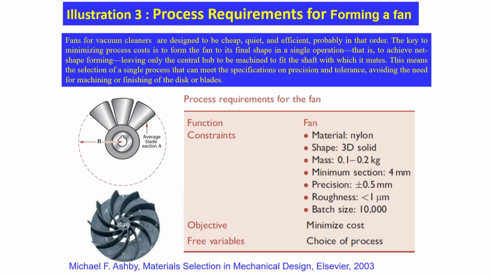Precision is not very high, about plus minus 0.5 millimeters. Roughness is also very low, less than 1 micron, because you want a quiet fan which does not make a lot of noise. You want to produce a large quantity, almost 10,000, and your objective is basically to minimize the cost, correct. So, this is the table which is important when you try to design something, whether it is a material, an object, or a process.